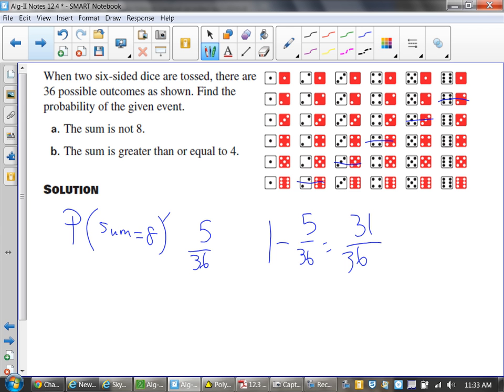It's a lot easier to work with that instead of having to count out 31 of them. Does that make sense why they use complements? It's not a necessity, it just makes calculations quicker. Okay? It just makes the calculations quicker.